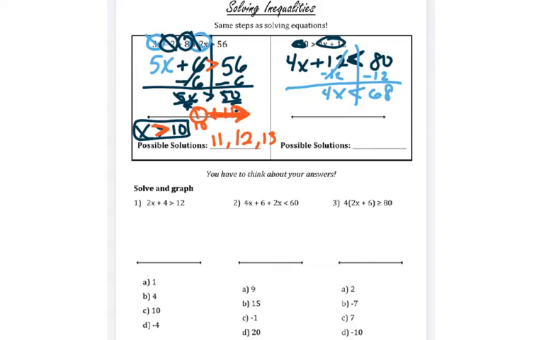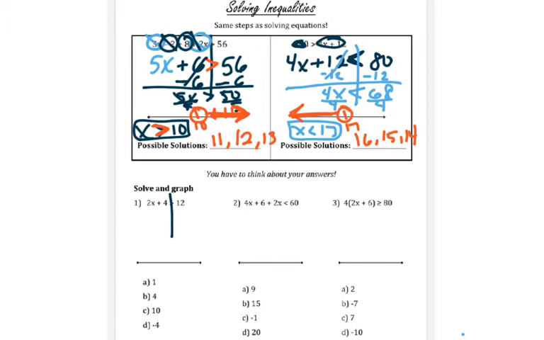Okay, now we need to solve for x. So I'm going to divide by 4 and divide by 4. 68 divided by 4 is 17. So x is less than 17. So I can graph it. I put a 17 in the middle, open circle, shade everything to the left. Numbers smaller than 17 are 16, 15, 14, etc. So easy. Last but not least, we are solving again, but this time we have to think about our answers.